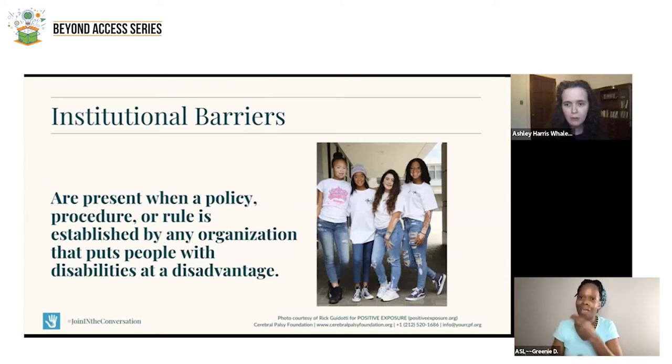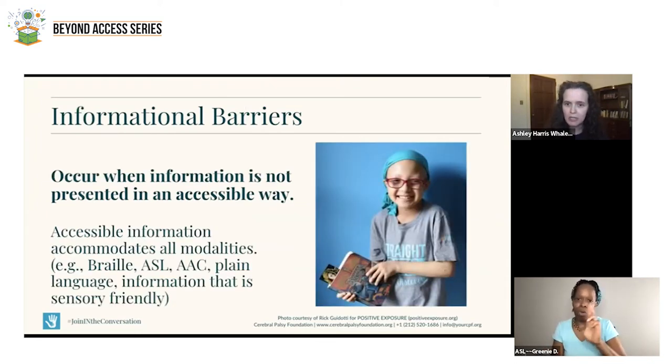And our next category is informational barriers. These occur when information is not presented in an accessible way, in a way that's accessible to everyone. Accessible information accommodates all of our different communication modalities, including things like Braille and ASL and augmentative alternative communication, plain language, and things that are sensory friendly.